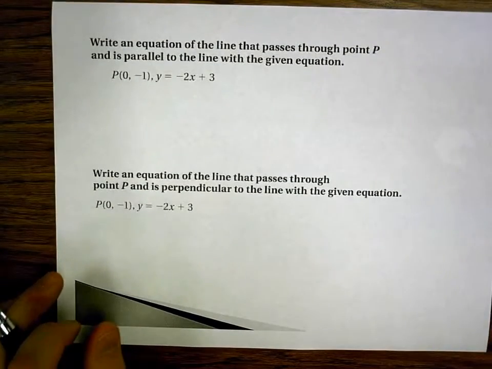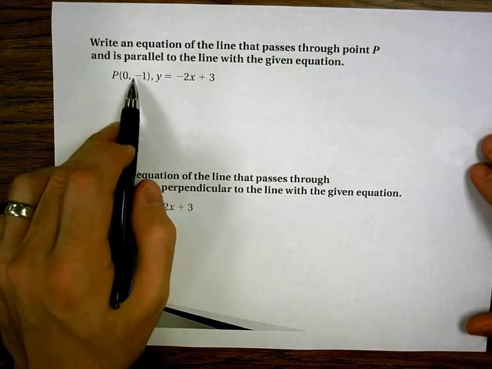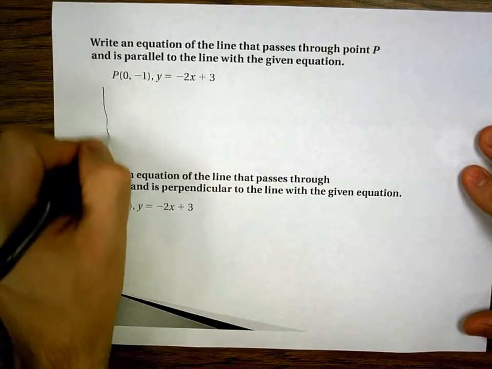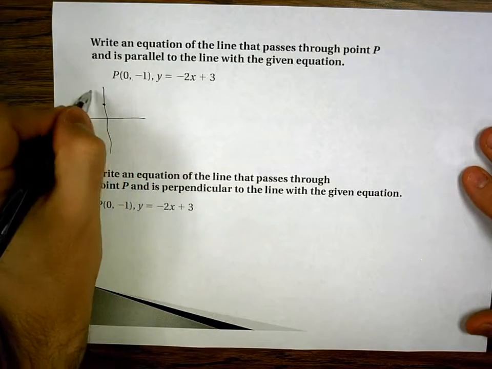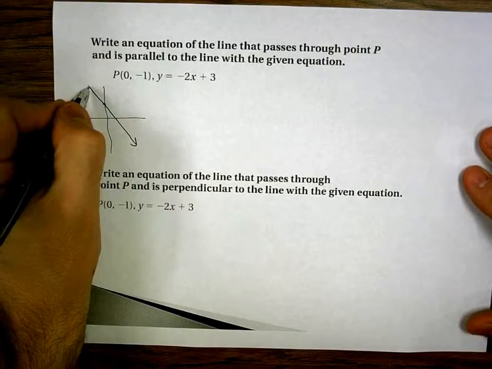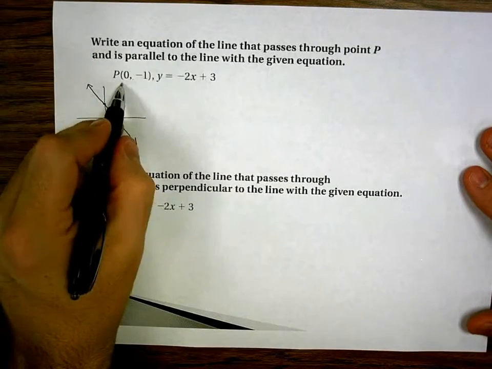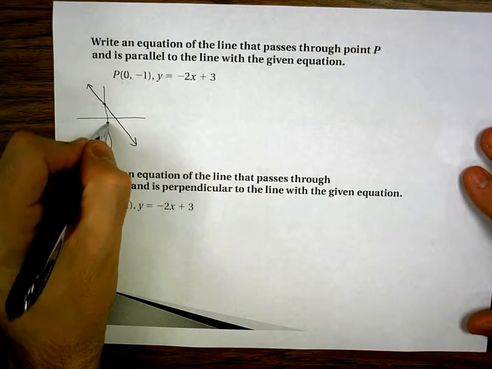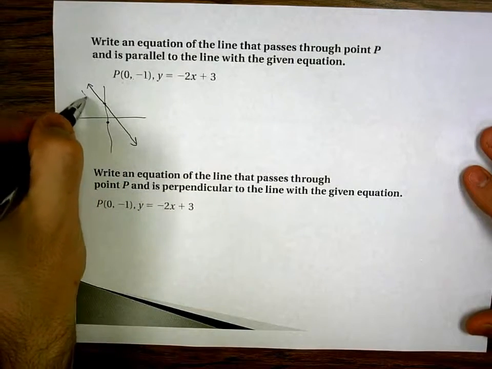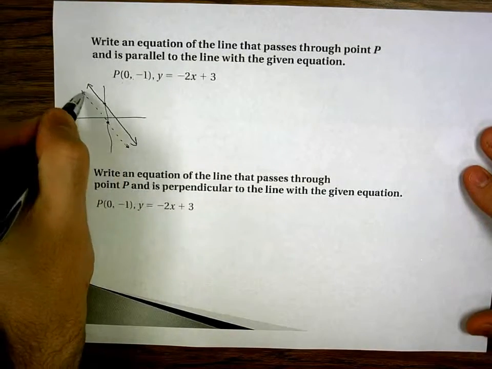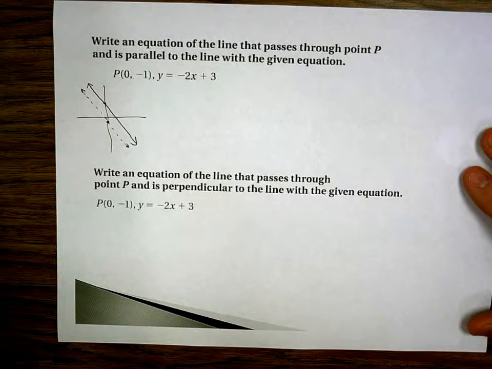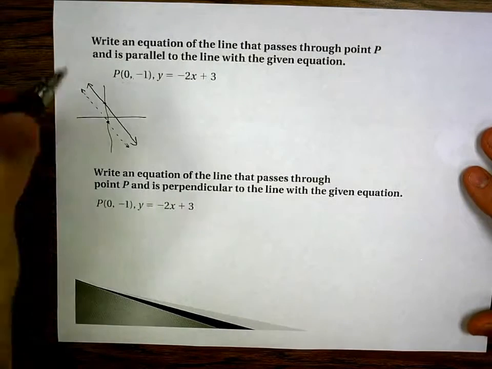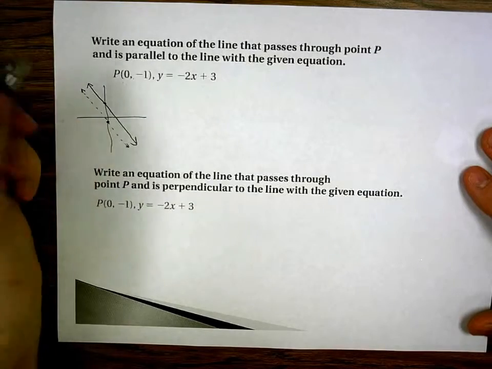Okay, on our next one, we need to write the equation that passes through this point and is parallel to that equation. I'm just going to sketch this out to get an idea. So this equation has a y-intercept of 3 and a negative slope, so it looks something like that. And the point I have is 0, -1. So that's right there. I want to find a line through that point that's parallel to it.